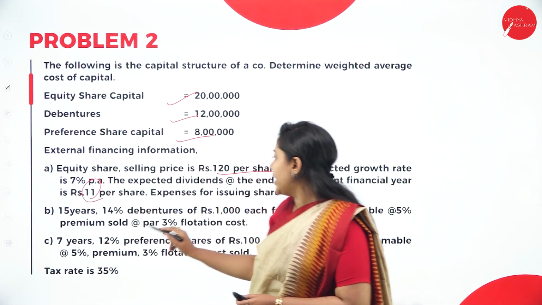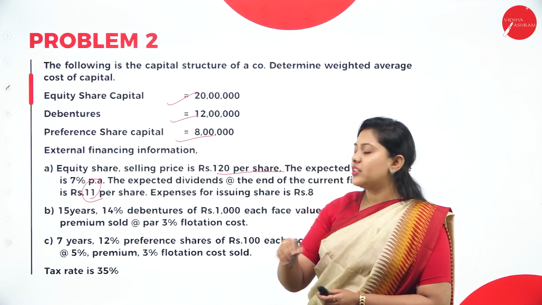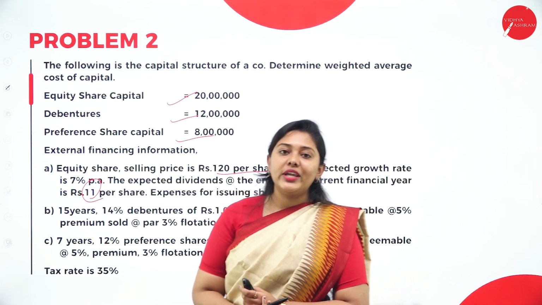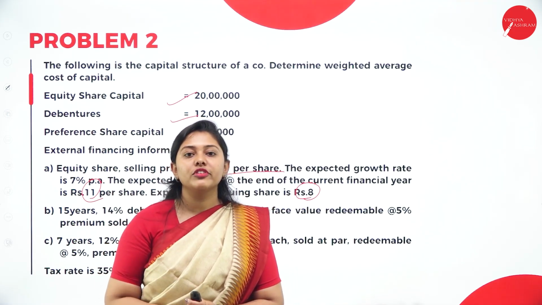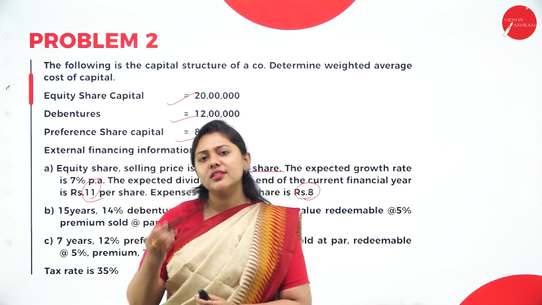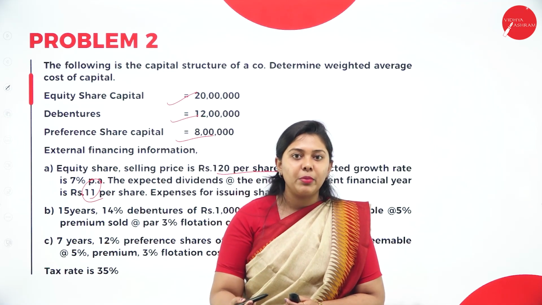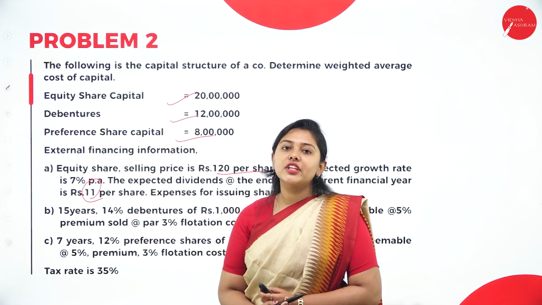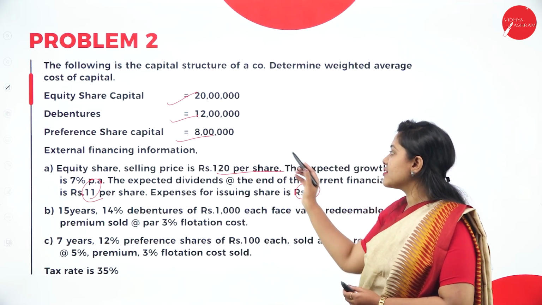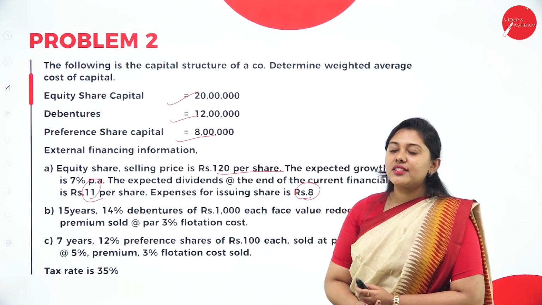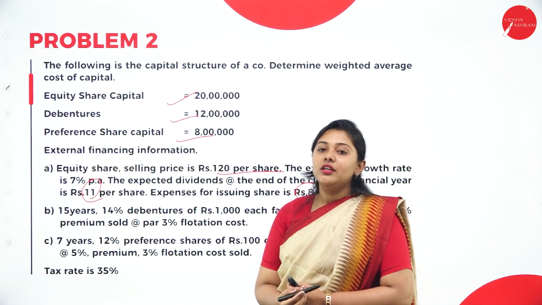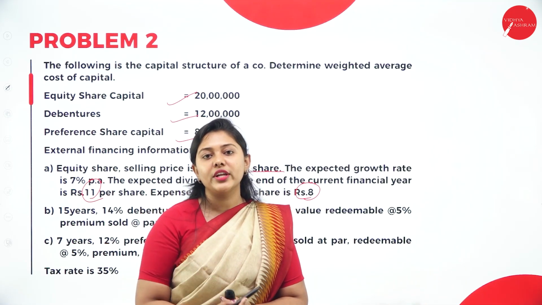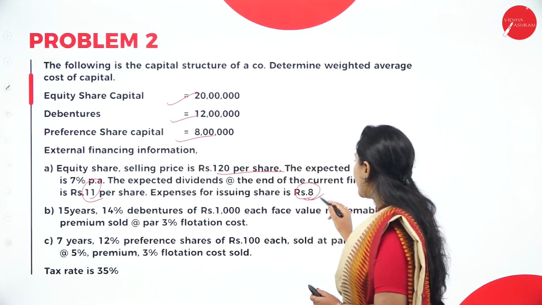What is this? Dividend. And expenses for issuing the share is rupees 8. So what is given with respect to equity share? Again, the sources of finance used in this company are equity, preference and debenture. There is no retained earnings used. So for equity share, the given information is growth rate, net proceeds and dividend, but the expenses incurred while issuing the shares, that is 8 rupees, is also given.